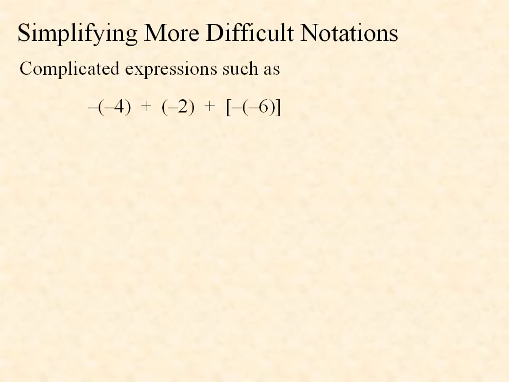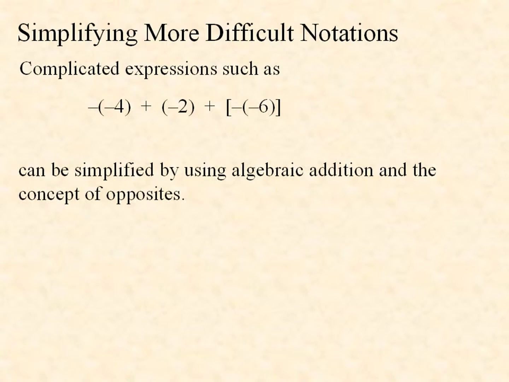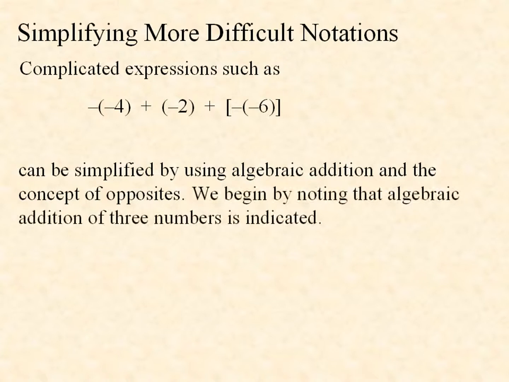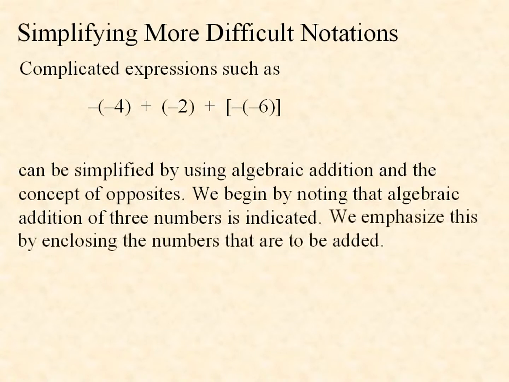Simplifying more difficult notations. Complicated expressions, such as what you see here, can be simplified by using algebraic addition and the concept of opposites. We begin by noting that algebraic addition of 3 numbers is indicated. We emphasize this by enclosing the numbers that are to be added.